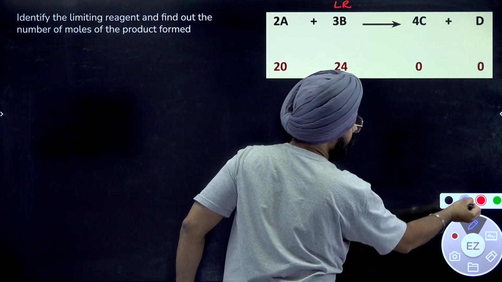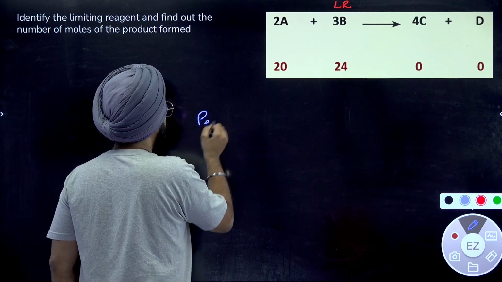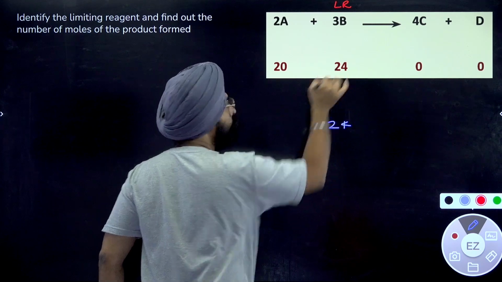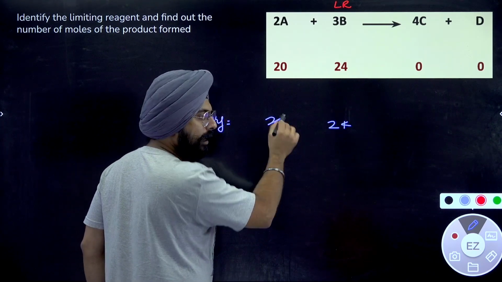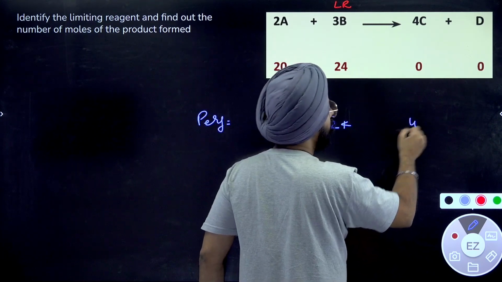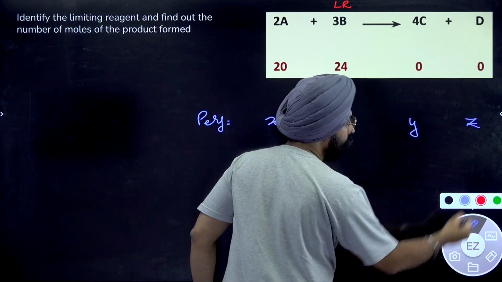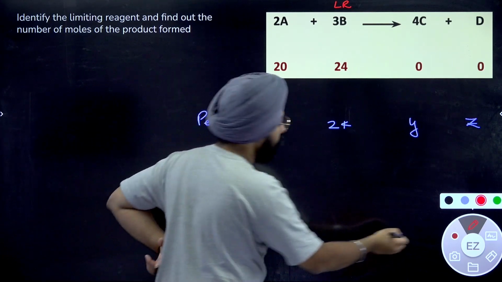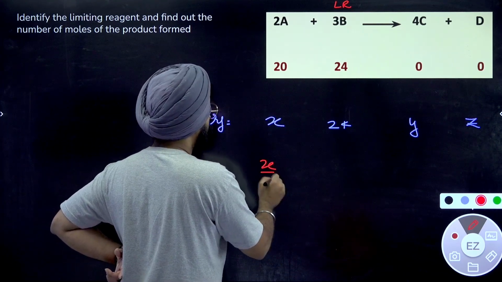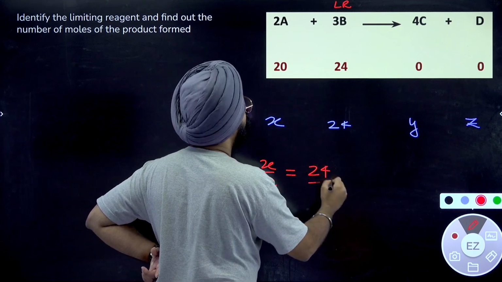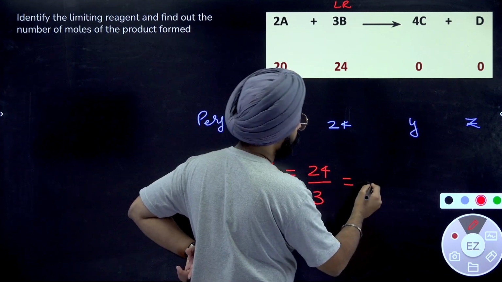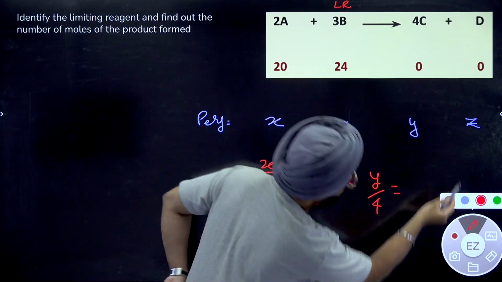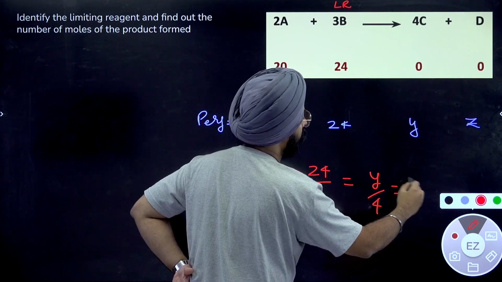So my dear friends, in the perfect scenario, we'll take B as it is, 24 moles. Let's say X amount of A is consumed, Y amount of C is produced, Z amount of D is produced. As we know, in the perfect scenario, the ratios are equal to each other. So I can write X by 2 is equal to 24 by 3, which is 8, is equal to Y by 4 is equal to Z by 1.